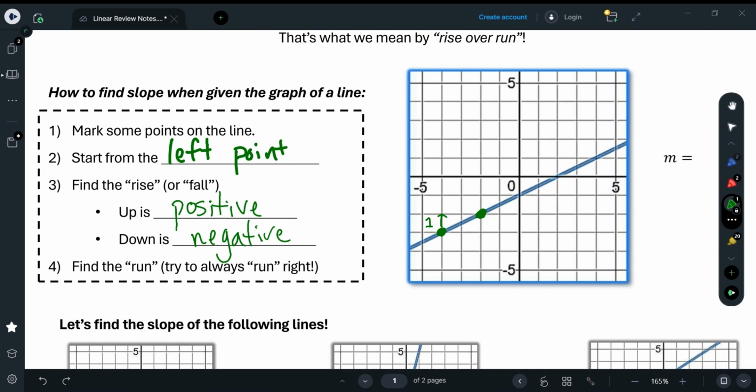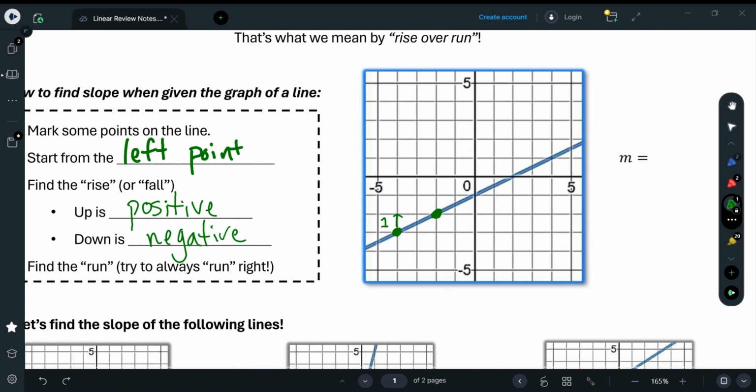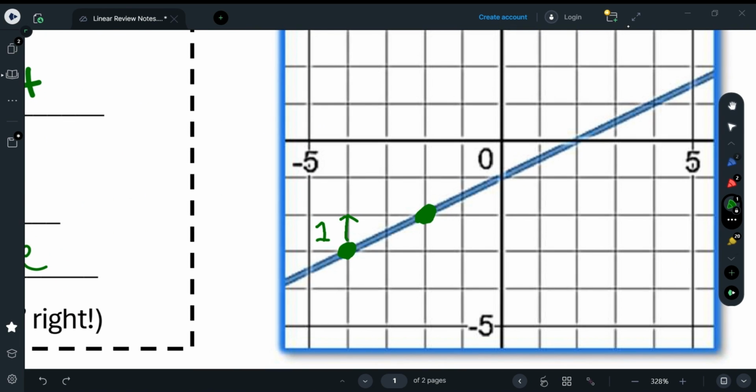Find the run. Okay, and the run, see here it says try to always run right. Well, yeah, always go to the right. We're starting from the left and we're going to the right. So from here, how far am I going to get to that next point? Well, that's 2. Okay, so my rise is a 1, my run is a 2.